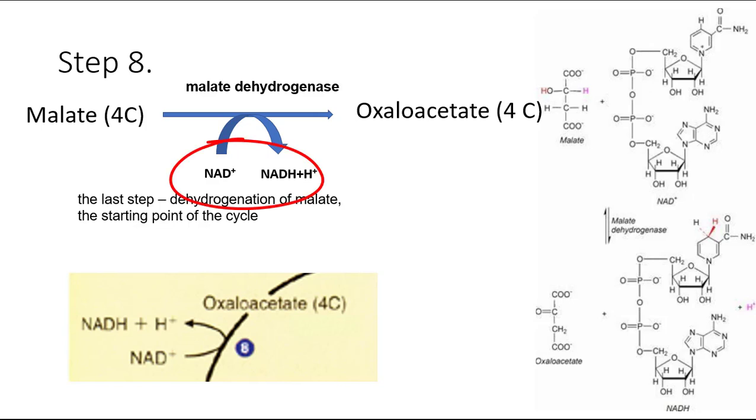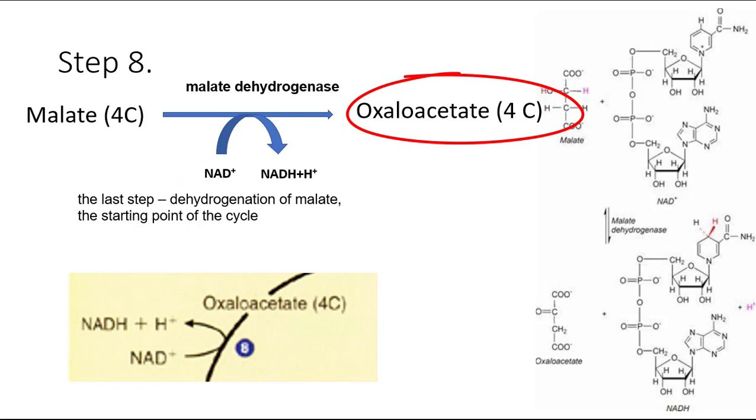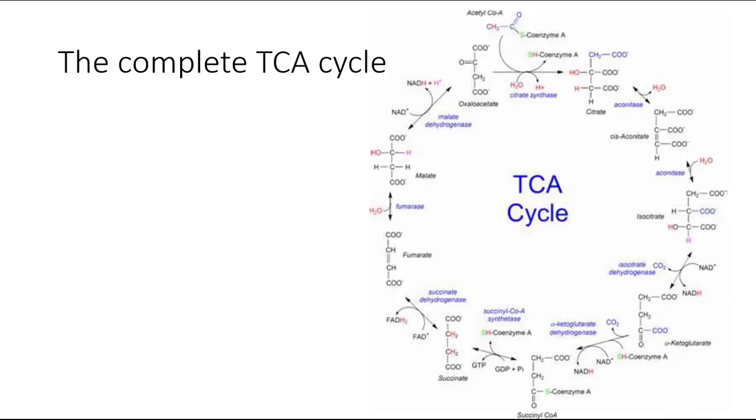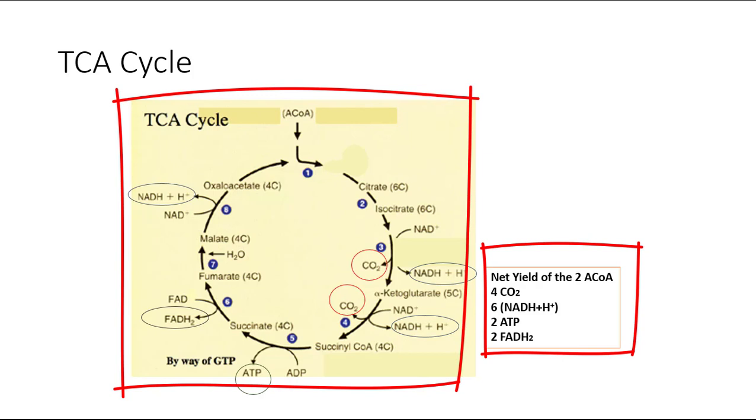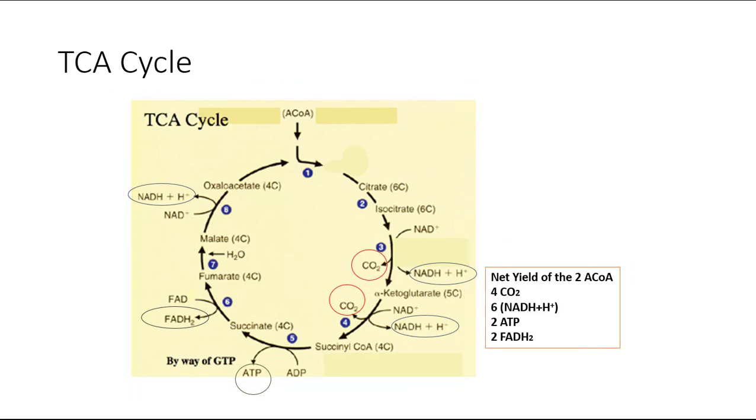The 4-carbon oxaloacetate is now available to receive the 2-carbon acetyl group from acetyl coenzyme A, with the TCA cycle starting again in the production of citrate. So 2 carbon plus 4 carbon is 6 carbon. The complete TCA cycle looks like this. However, this slide is more important for you than the previous slide of the chemical structures. The reactions of the TCA cycle result in the production of 3 NADH plus proton, 1 FADH2, 1 GTP or 1 ATP, and 2 CO2.